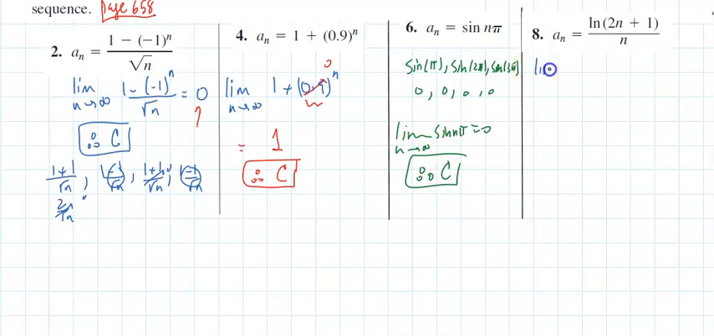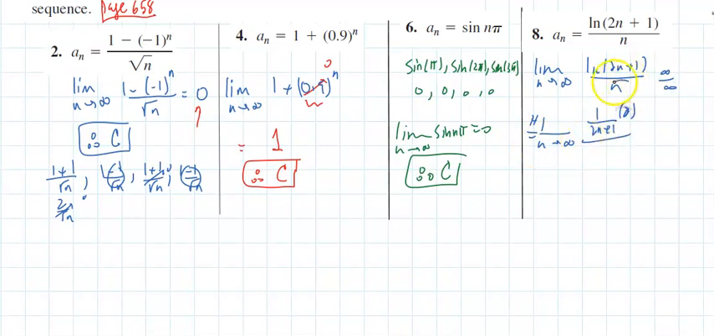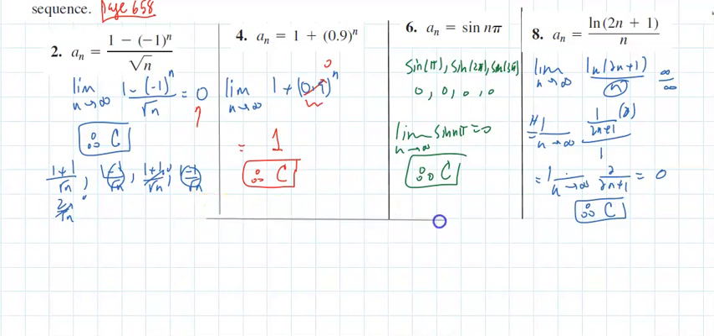How about here? Limit as n approaches infinity of natural log of 2n plus 1 divided by n. Well, that's infinity over infinity. By L'Hopital's, this is the limit as n approaches infinity of 1 over 2n plus 1 times 2, and the derivative of n is 1. So this is the limit as n approaches infinity of 2 over 2n plus 1. Wouldn't that be 0 because 2 over infinity is 0? Therefore, converge. So here, you don't say converge by what, diverge by what, because if the limit exists, the sequence converges.